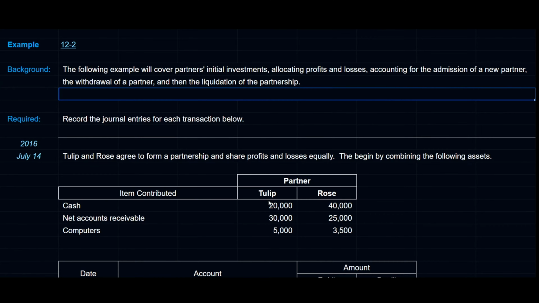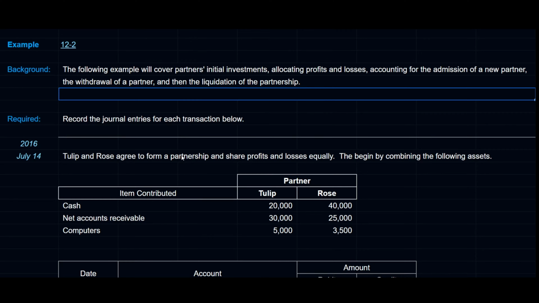This video is a walkthrough for a numerical example to deal with the different journal entries required for a partnership. Let's get right to it. Take a moment to pause the video, read through the example, and maybe even try it out yourself. Then come back to this video and take a look at the walkthrough of the solution.